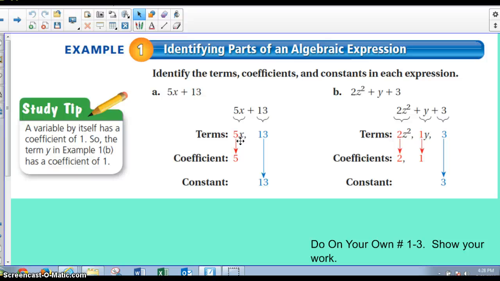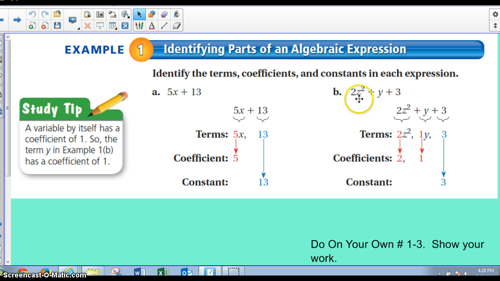Our variable could change. It could be any number we give it, based on the problem, of course. But 5 depends on whatever that variable is. So it's 5x. So our coefficient is 5. Our constant, the number that doesn't change, you could add 13, you could subtract 13, you could multiply times 13, but that 13 does not change. That's our constant.